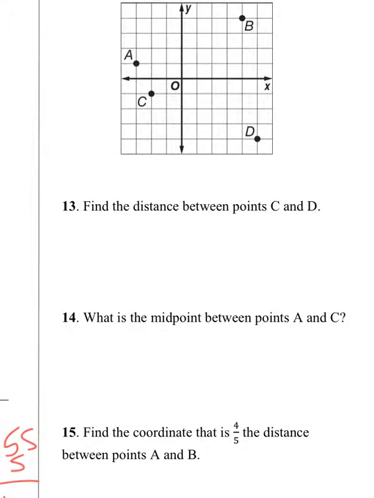All right, finishing these off with midpoint and distance. Find the distance between points C and D. We need to determine where C and D are located on the grid. So C is at (-2, -1). D is at positive 1, 2, 3, 4, 5.